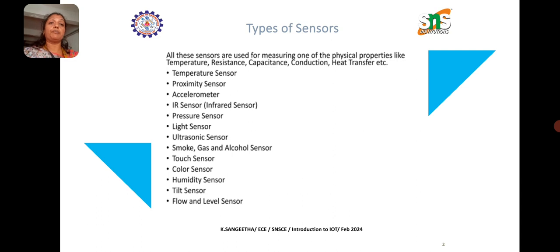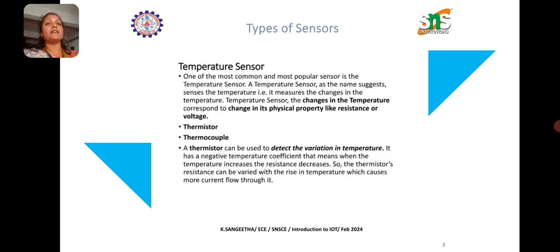So, temperature sensor, proximity sensor, accelerometer, IR sensor, pressure sensor, light sensor, ultrasonic sensor, touch sensor, color sensor, humidity sensor, tilt, flow and level sensors. All these sensors are used for measuring one of the physical properties like temperature, resistance, capacitance, velocity, pressure, heat transfer, speed. So all these sensors are used for different applications. So let us discuss the temperature sensor in detail.